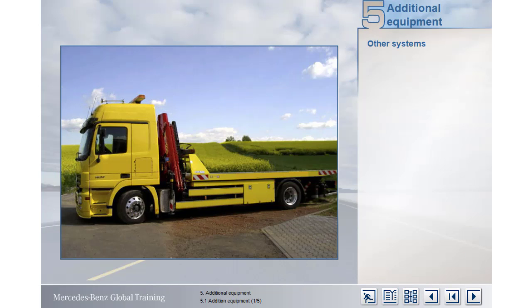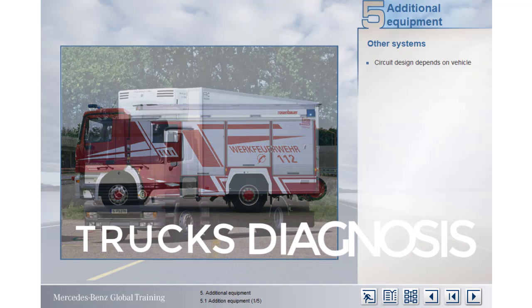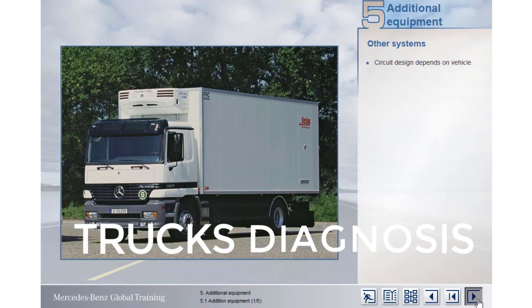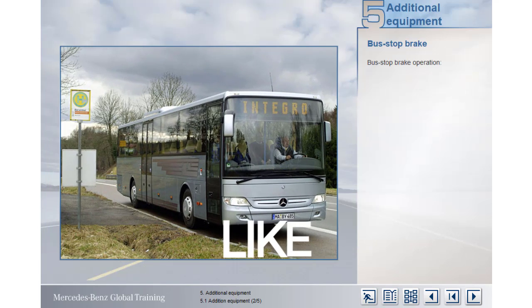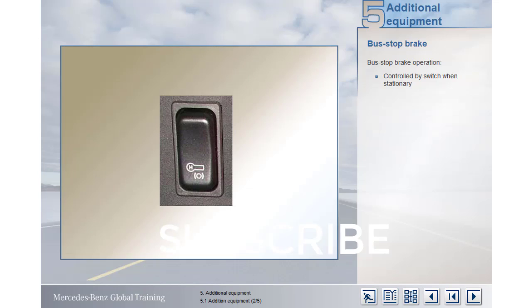Throughout this program, we've described a traditional air brake system as fitted to a basic vehicle. However, depending upon the model and specification, additional systems or components are often fitted as well. One example of an auxiliary system fitted for a specific purpose is the bus stop holding brake of buses that stop frequently. It's controlled by a switch on the instrument panel or automatically when the doors are opened.